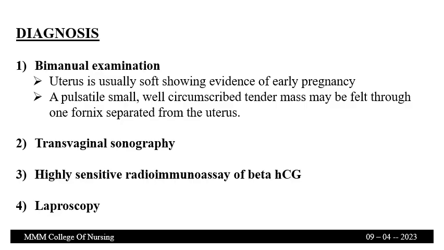When we do a bimanual examination, one hand goes through the vagina and one hand is placed on the abdomen over the symphysis pubis. The uterus will be soft, showing evidence of early pregnancy. A pulsatile mass will be present, and it will be tender and can be felt through one fornix separated from the uterus. Transvaginal sonography can be done. Highly sensitive radioimmunoassay of beta HCG can be done, and laparoscopy. All this will reveal ectopic pregnancy.